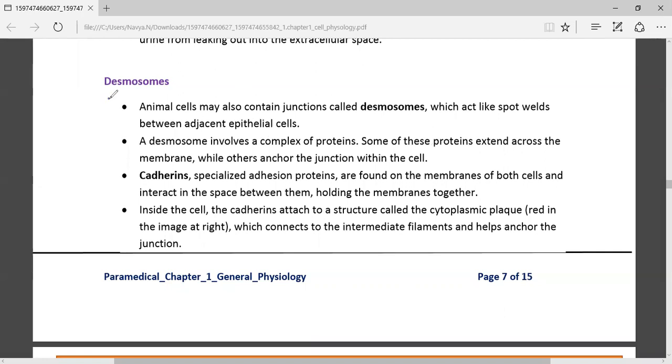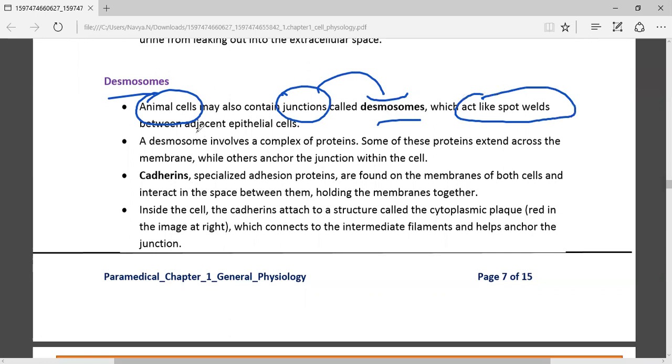So the desmosomes, this is an animal cell. It contains the junction, that is the desmosome. That junction acts like a spot weld between the adjacent epithelial cells. This desmosome involves a complex of proteins. Some of these proteins extend across the membrane, while others anchor the junction within the cell itself.